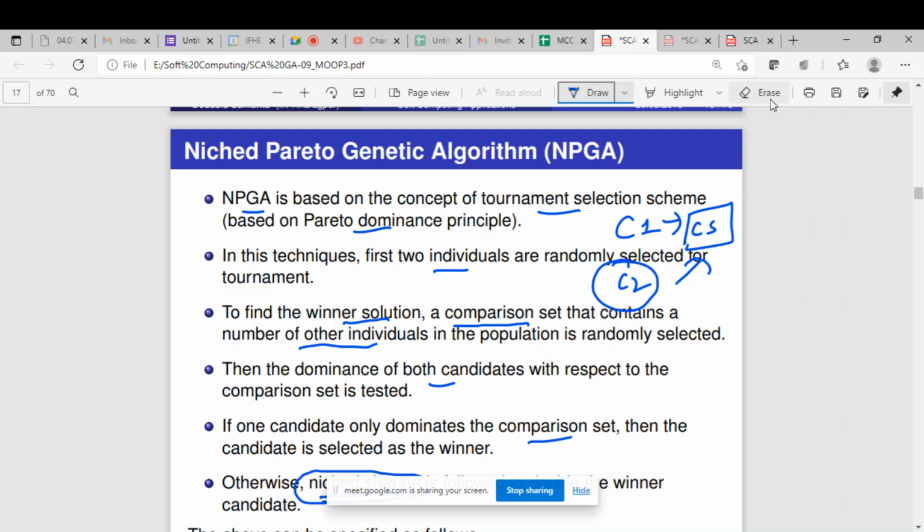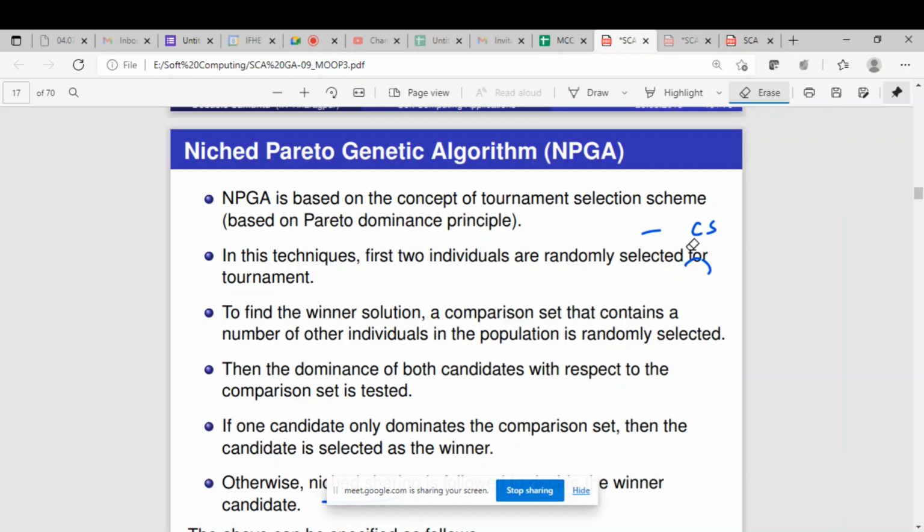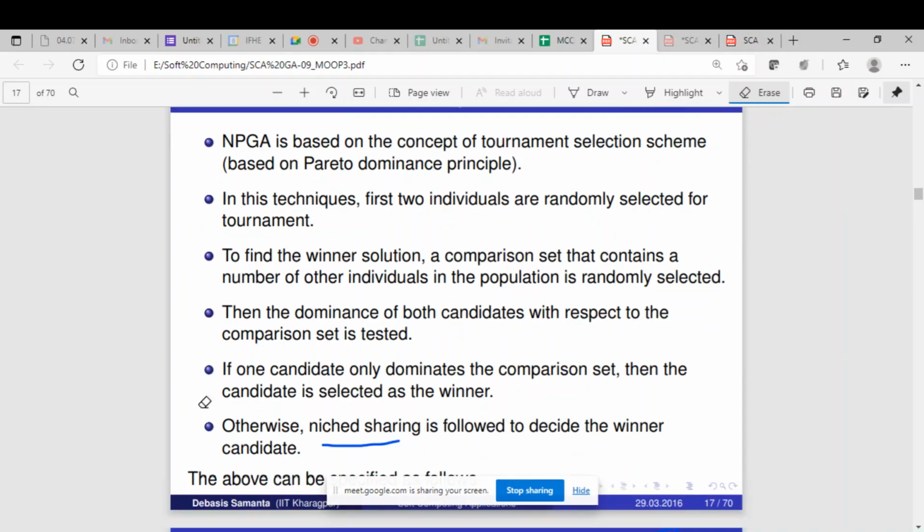No, no. The question is clear. Say C1 is dominating everybody in the comparison set. C1 will be the winner, right? If C2 dominates everybody in the comparison set and C1 does not dominate, then who will be the winner? C2 will. If both C1 and C2 dominate everybody, then who will be the winner? Yeah, then you have to follow this technique, niche sharing, right?